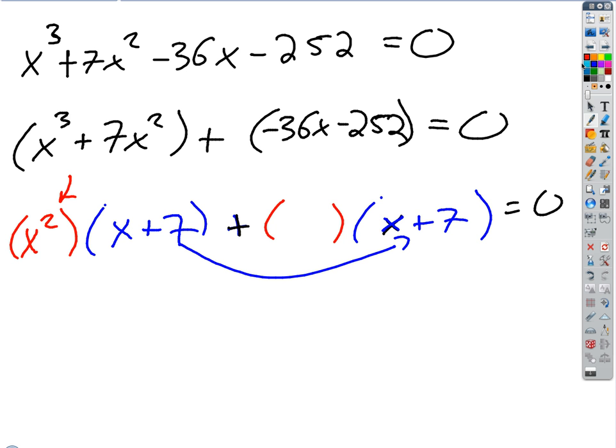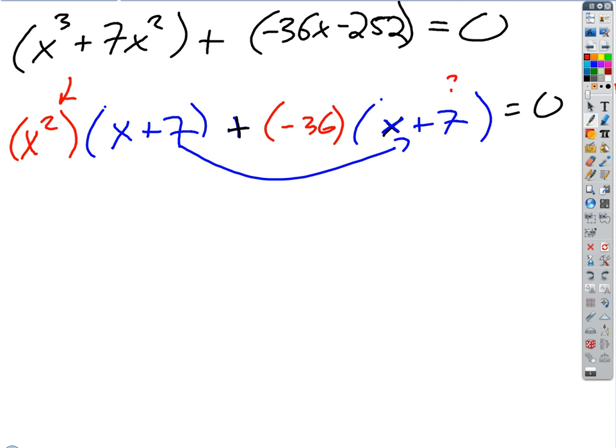And then the question is, does it work? Remember, there's a good way of testing it. What number would I have to distribute to the x to get negative 36x? Negative 36, and does that work for the 7? Well, negative 36 times positive 7 is negative 252, so it works, right? So factoring by grouping worked. Now what's the answer? What are the 2 factors we get by grouping?